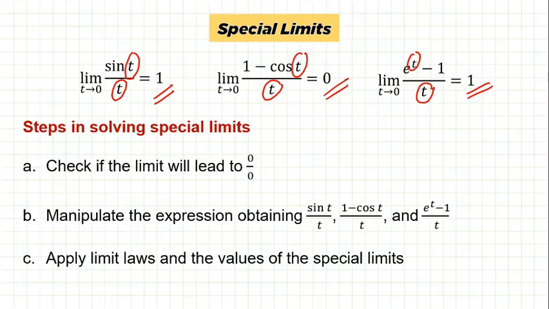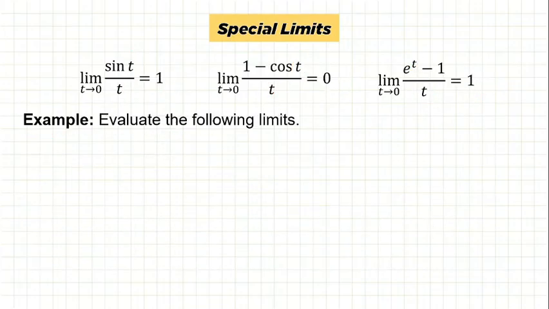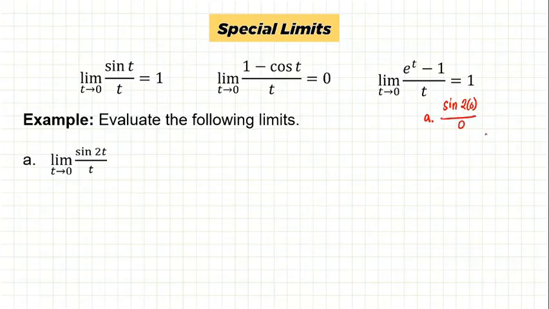Okay? So, para mas maintindihan, let's consider the following example. We have to evaluate the given limits. So, for letter A, we have the limit of sine of 2t over t as t approaches 0. First step is to check if this will lead to 0 over 0. So for letter A, we have sine of 2 times 0 over 0, right? And take note, 2 times 0 is 0. So sine 0 is equal to 0 over 0. So we have an indeterminate form. So check, first step.